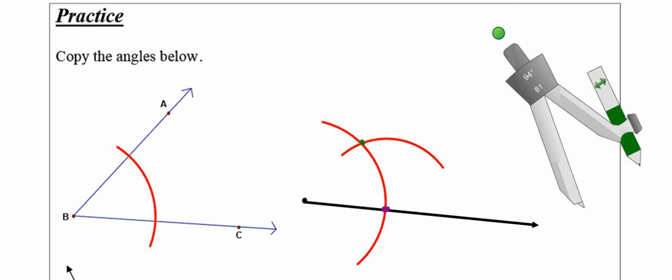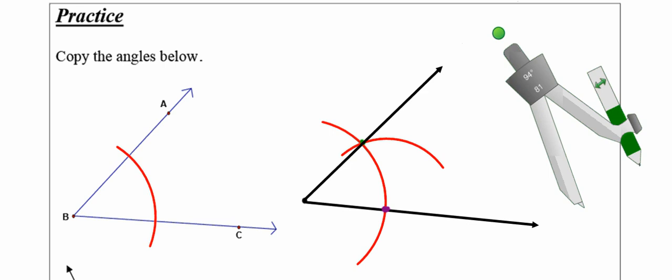And then use your straight edge to connect the vertex of the angle to the point where those two arcs intersect. This one says simply to copy the angle. It doesn't tell me what I need to name the new angle, so I'm all said and done with this one.